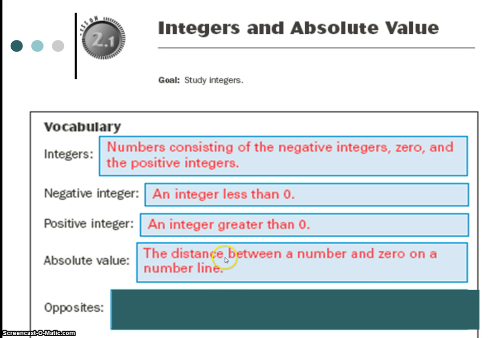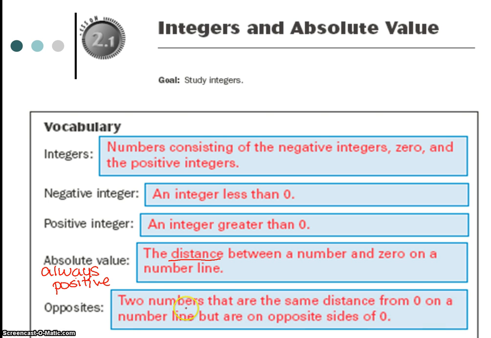Absolute value is the distance between a number and 0 on a number line. Because when you measure distance, you cannot measure a negative distance. Absolute value is always positive. Write this down. Opposites. Opposites are two numbers that are the same direction, same distance from 0 on the number line, but on opposite sides. Okay, these just have different signs.